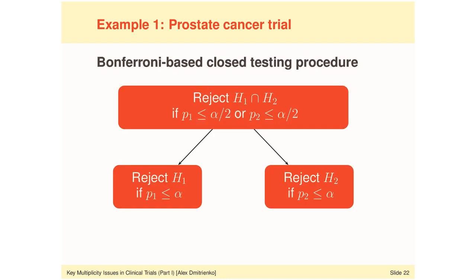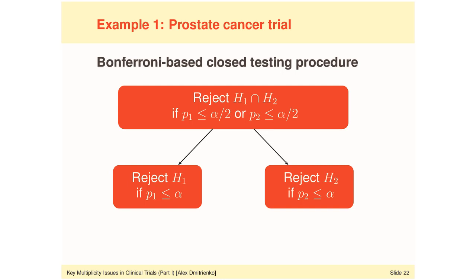Slide 22 shows the same diagram as on slide 21, but now we have defined the tests, the local tests for each intersection included in this closed family. And those tests, I would like to clarify, are based on the Bonferroni procedure. And this means that we're building a Bonferroni-based closed testing procedure.